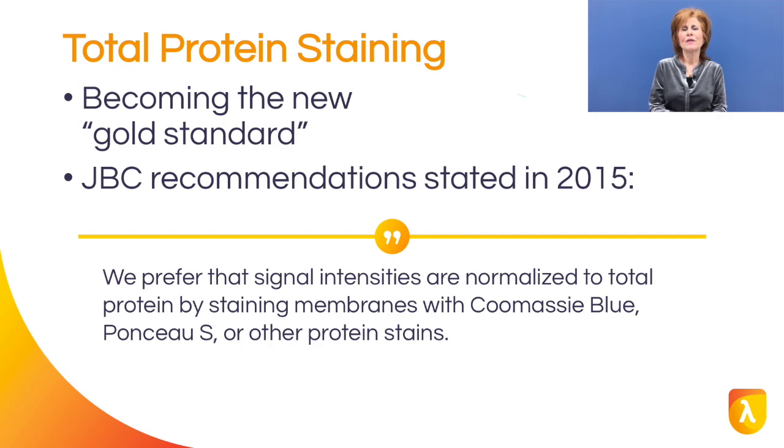At the end of 2015, the Journal of Biological Chemistry issued recommendations for normalization, stating that normalization of signal intensity to total protein loading assessed by staining membranes using Coomassie Blue, Ponceau S, or other protein stains is preferred.